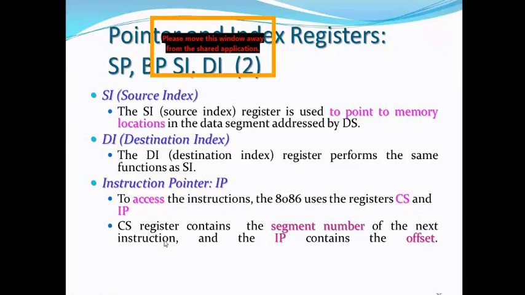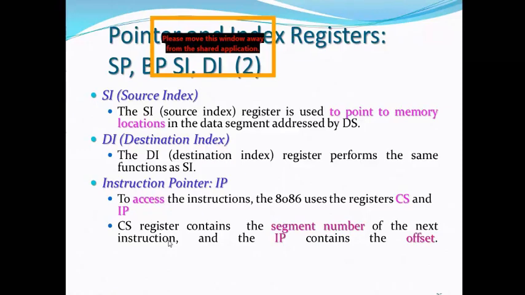Say for example the microprocessor is working with one instruction. Whichever instruction is coming to the microprocessor for execution, that segment's number will be stored in the code segment. The next instruction, you should understand, not the current segment number. Does it make sense? Is that clear? And the IP contains the offset.